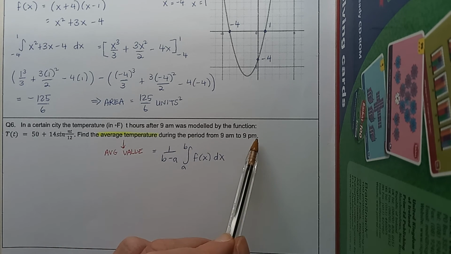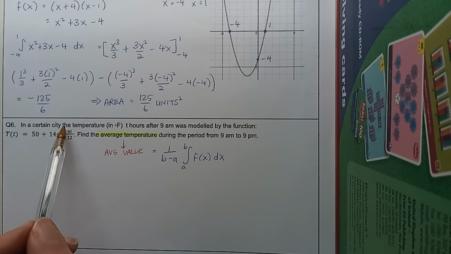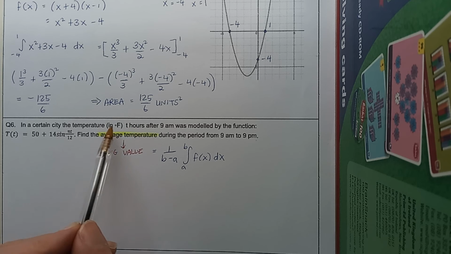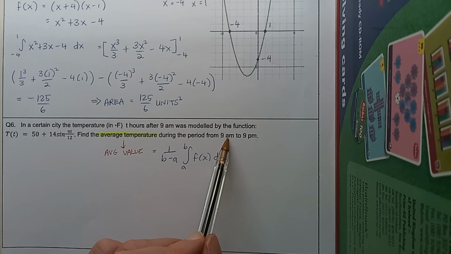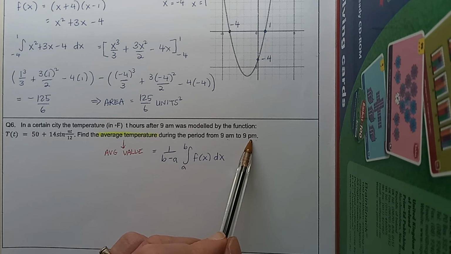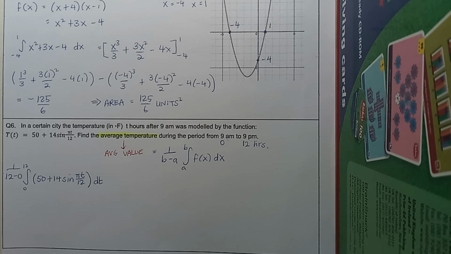And if I look back here in the previous line, it says that in a certain city, the temperature T was worked out T hours after 9 a.m. So that means 9 a.m. is 0 hours after 9 a.m. because it's when the clock starts, if you like, and 9 p.m. is 12 hours after. So those are going to be my limits. So I've got 1 over b minus a, my limits getting subtracted, there are my limits filled in, and I'm going to integrate this particular function here.